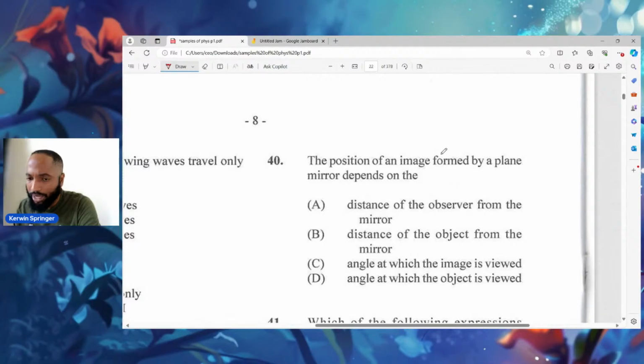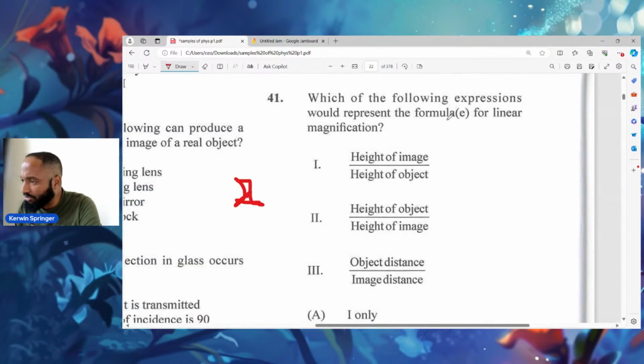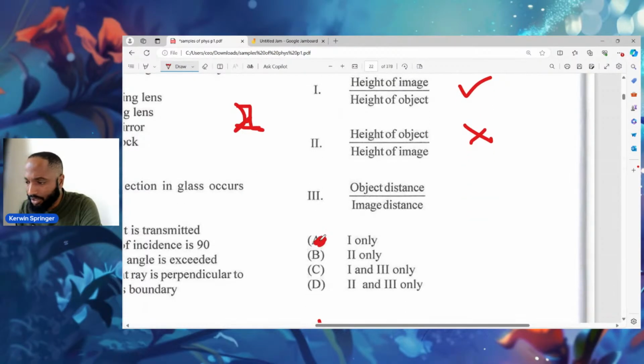The position of an image formed by a plane mirror depends on the distance of the observer from the mirror, the distance of the object from the mirror, or the angle at which the image is viewed. The distance of the object from the mirror is the best answer here. Which of the following expressions would represent the formula for linear magnification? Height of image over height of object, true. Object distance over image distance, no. It's supposed to be image distance over object distance. One only. A.